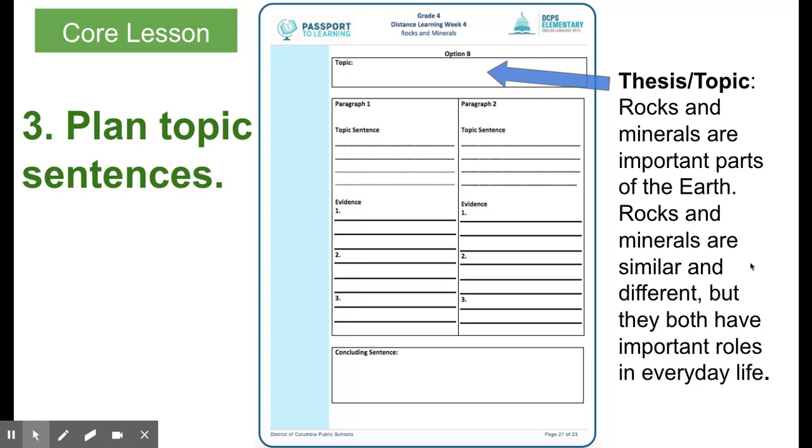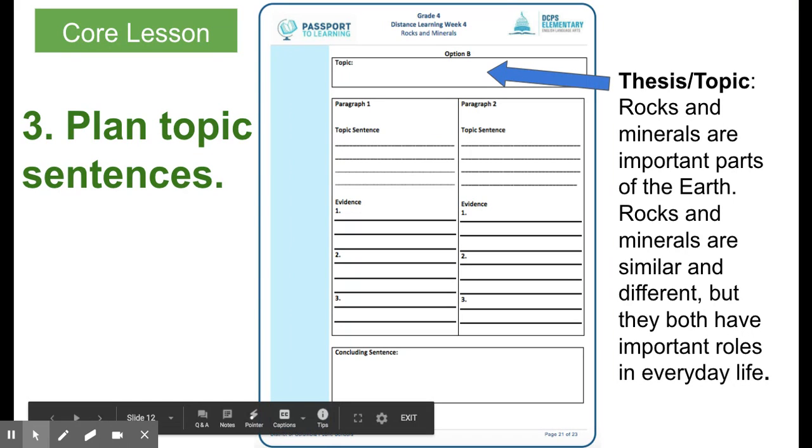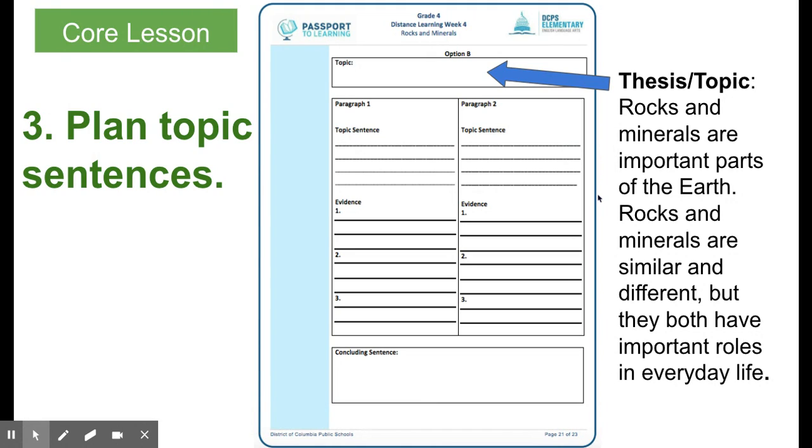Now, I'm going to plan my topic sentences based around this thesis. So I'm simply going to take what I have in here, and I'm going to say the because here. The because are your topic sentences. Why are they important? Because of this. How are they similar and different? Because of this. So I can start like this: rocks and minerals are important because, and then my second topic sentence could be, rocks and minerals are similar and different because. And I will simply go in and fill in exactly why they are important and how they are similar and different.